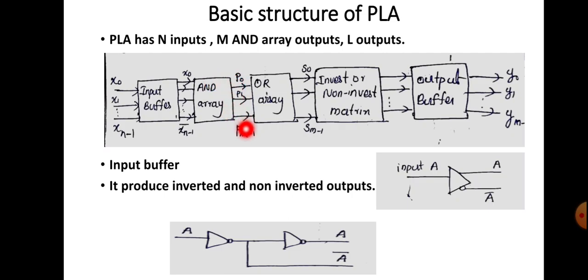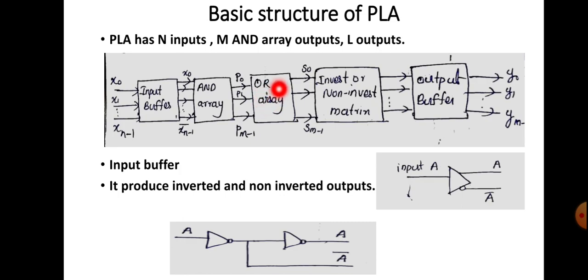The AND array gives the product terms, so we denote them as P, that is P0, P1, up to Pm minus 1. It will be different from that of N, which is why N and M are used as suffixes. Next is the OR array. What is the function of this OR array? It will give you the sum of these product terms. For the equation AB plus AC, P0 and P1 are the inputs to the OR array, so P0 and P1 will be added. P0 and P1 will be given as input to a single OR gate.